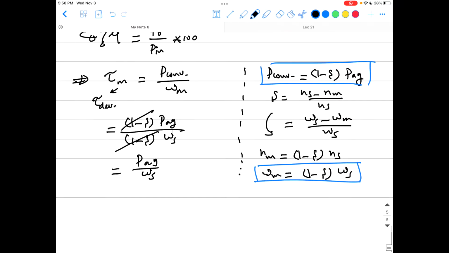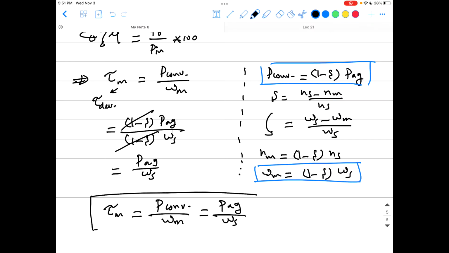So, if you want to calculate the motor torque, or the converted torque, or the developed torque, you can calculate it from P converted over omega m, or from air gap power over omega s. Omega m is the mechanical speed, the actual speed of the rotor, and omega s is the synchronous speed, which is the speed of the magnetic field. So from here you can calculate your torque.